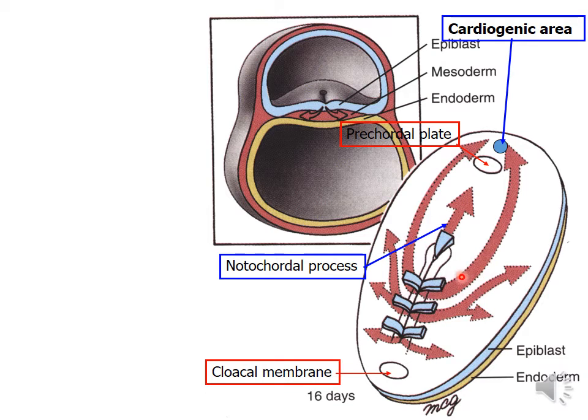This slide shows the directions of the migration of the cells that migrate from the epiblast through the groove of the primitive streak. They go in different directions. Some of them go laterally, some of them go cranially toward the head region of the embryo.